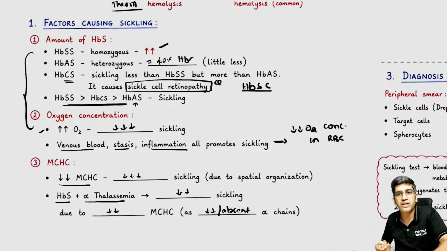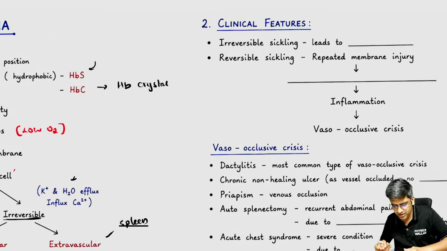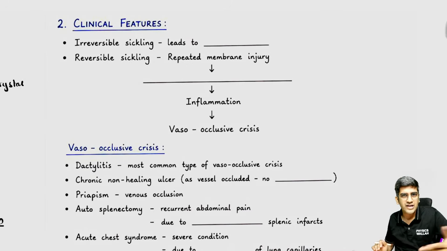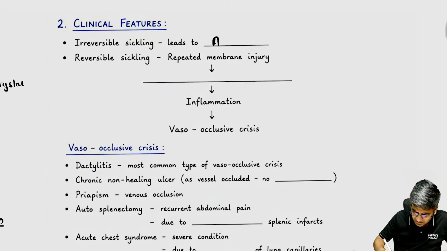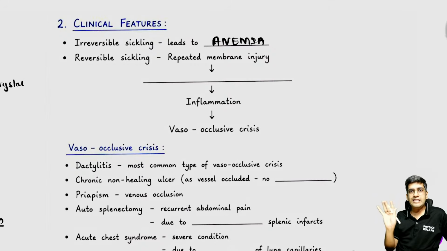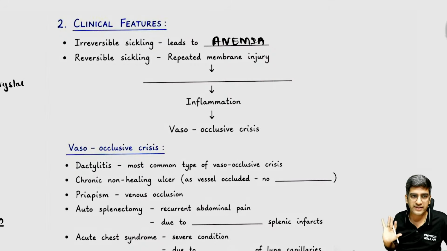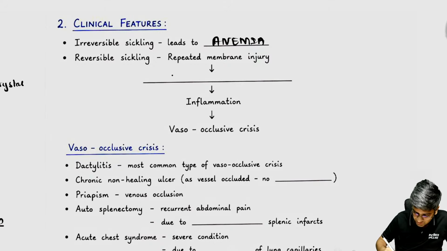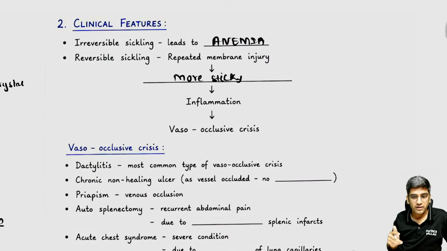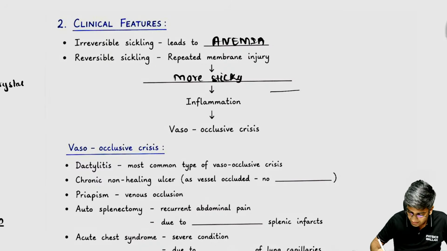So what do you see in the clinical features? Clinical features, diagnostic. We saw the clinical features, right? Irreversible sickle RBCs lead to only one thing, anemia. They don't have any problem at all. The only thing is they will get destroyed in the spleen. But reversible sickle RBCs, because of the repeated membrane injury, become more sticky. In addition to the inflammation, they will go and stick to the endothelium.